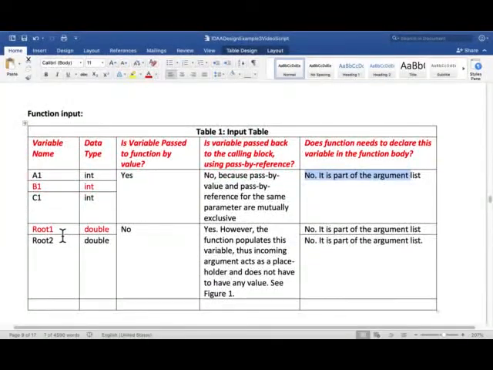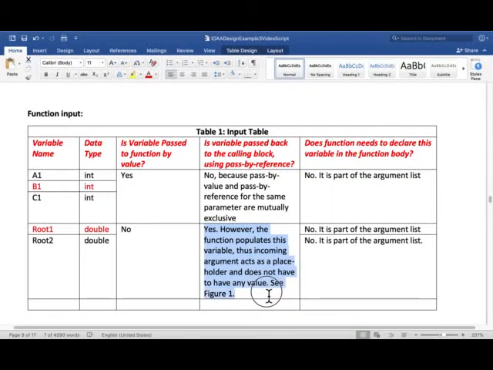Okay, root 1 and root 2, these are to be populated by the getRoots function. So obviously they are not passed by value. And are they passed back to the calling block using pass by reference? Yes.